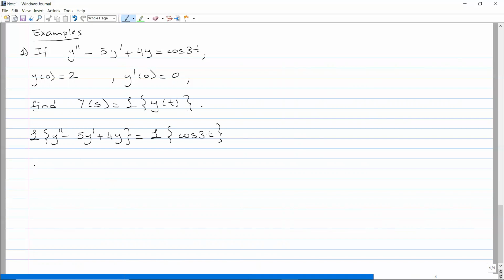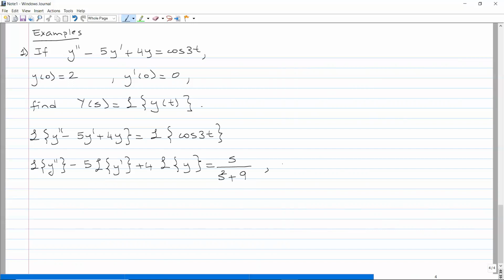Okay, so by linearity, on the left side, I have Laplace transform of y double prime minus 5 times Laplace transform of y prime plus 4 times Laplace transform of y. And on the right side, we computed the Laplace transform of cosine at last time. Remember, it is s divided by s squared plus a squared. And a, the coefficient of t inside cosine, is 3 now. So we have s squared plus 9.